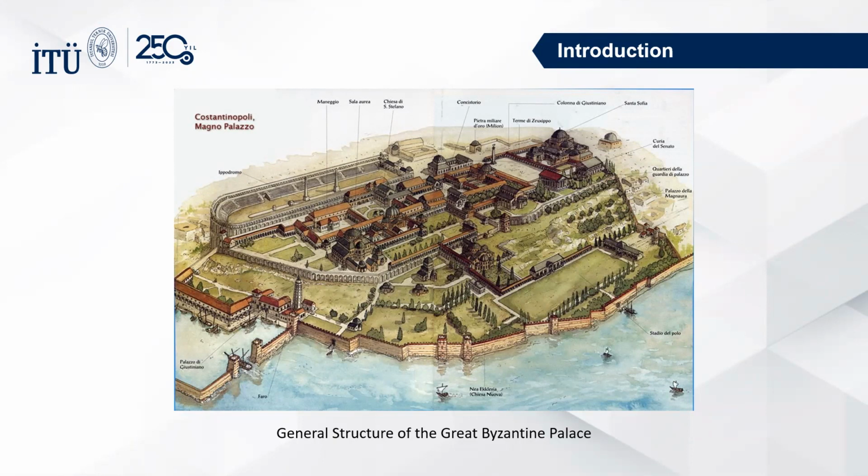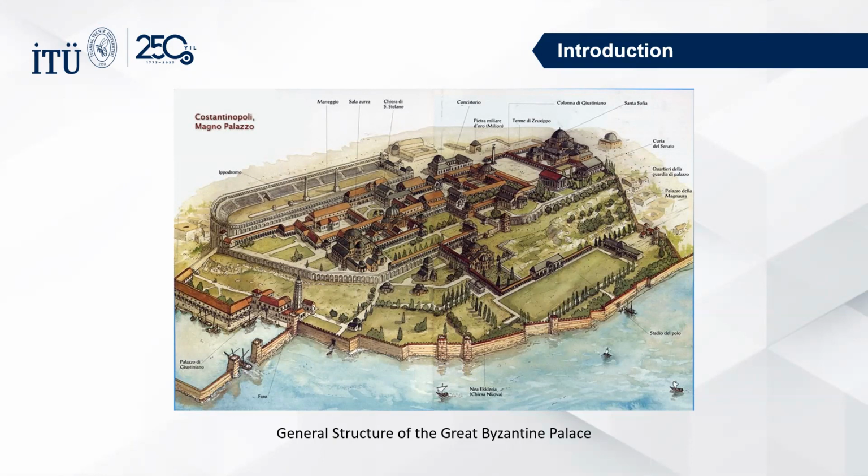By the early 13th century, the palace fell into disuse and the imperial residence shifted to the Blachernae Palace, and subsequent constructions, including those from the Ottoman period, covered much of the Great Byzantine Palace's remnants. But the echoes of its historical legacy persist, offering glimpses into the rich history, art, and architectural achievements of the Byzantine Empire.